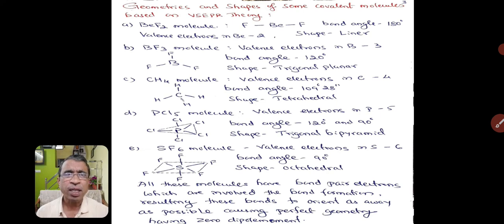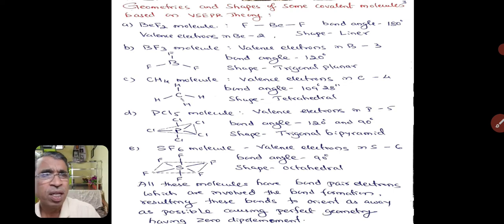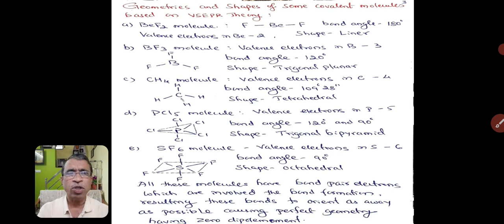Lastly, we take another example, the sulfur hexafluoride molecule, where the sulfur atom is the central atom and six fluorine atoms surround it. This leads to octahedral geometry with a bond angle of 90 degrees. In all these molecules, only bond pair electrons are involved and these molecules have perfect shape. This leads to zero dipole moment in these molecules.